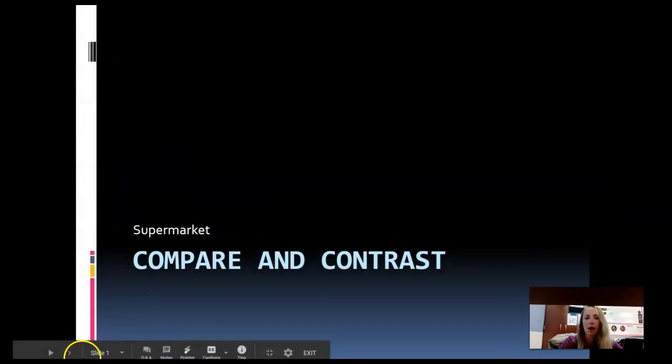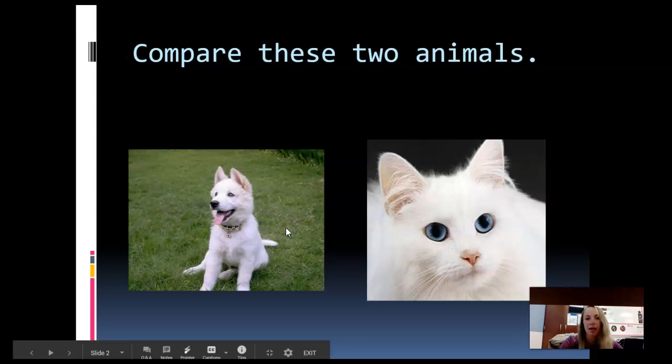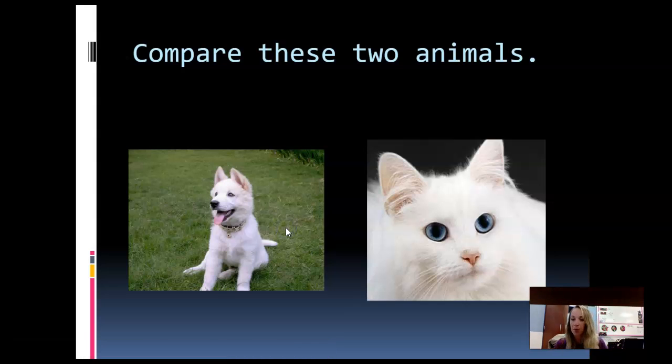So today we're talking about comparing and contrasting something. These are two animals. These animals are similar in some ways and they're different in other ways. So how are these things similar? Well, they both have ears. They have ears that are pointy. They're both white. They both are fluffy or have fur. They're both animals. That's how they're the same.